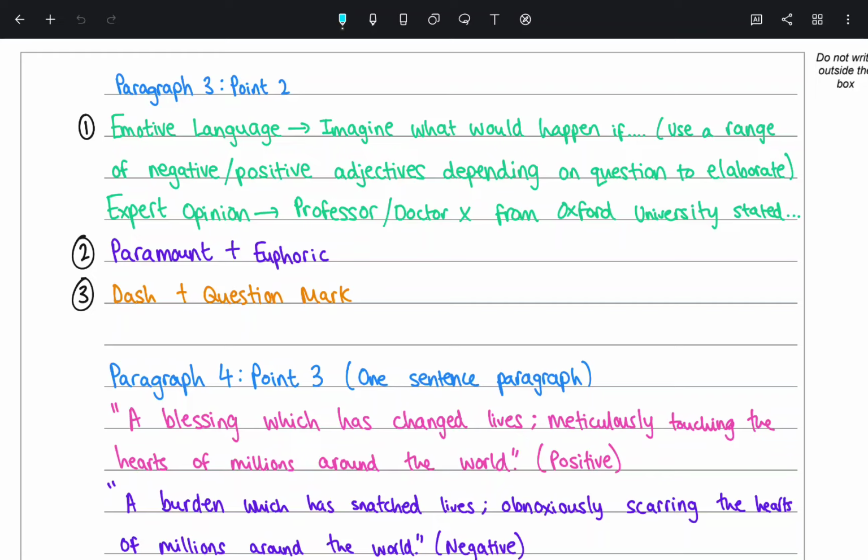Now moving on to paragraph 3 is point 2. So here you use emotive language and expert opinion. Alongside that, you use 2 ambitious vocabulary. So you've got paramount and euphoric. You've got dash and a question mark.